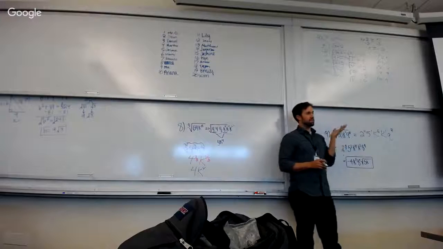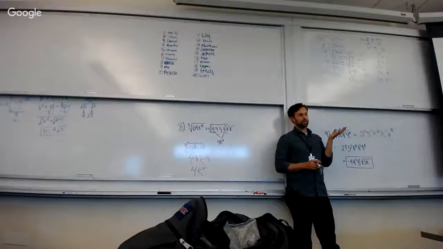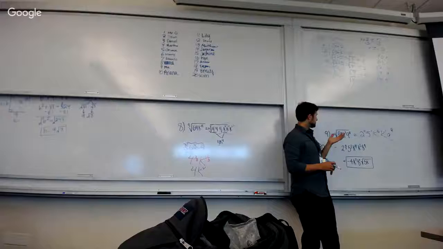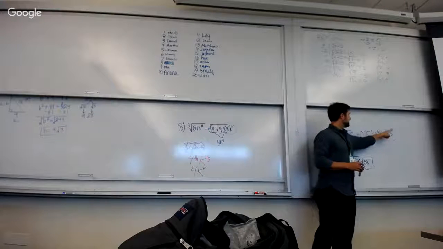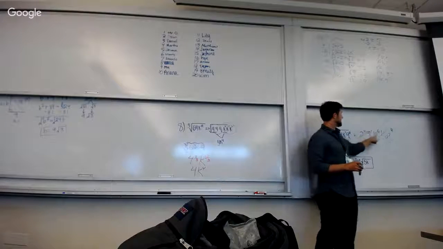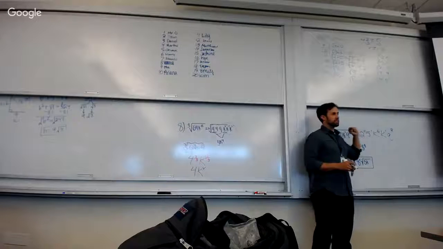Why does she want every exponent to be even as much as possible? Why do we want to make exponents even? Like, why rewrite k to the 7th as k to the 6th times k to the 1st? Mick, why'd you do it?